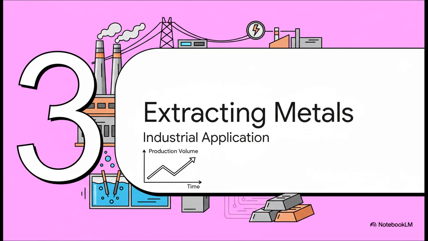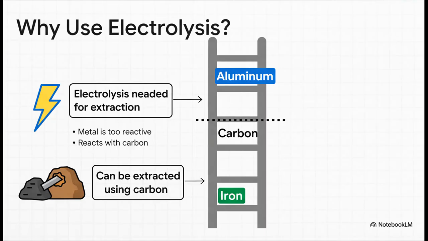You see, this process isn't just some cool lab experiment. It's a massive industrial process that we rely on for some of our most important materials. The key rule here comes down to the reactivity series. For metals that are less reactive than carbon, like iron, we can just heat their ore with carbon to get the metal out. Easy. But for metals that are above carbon in the series, like aluminium, carbon just isn't reactive enough to do the job.